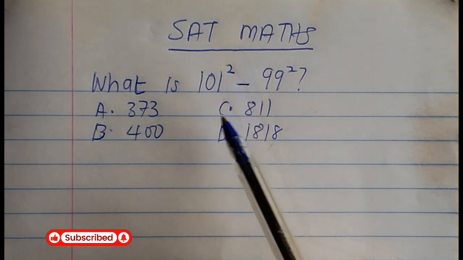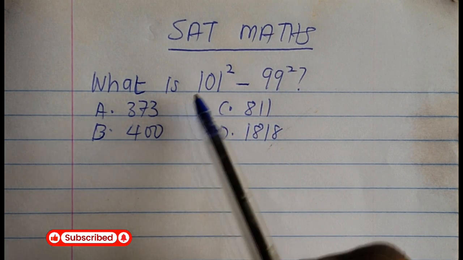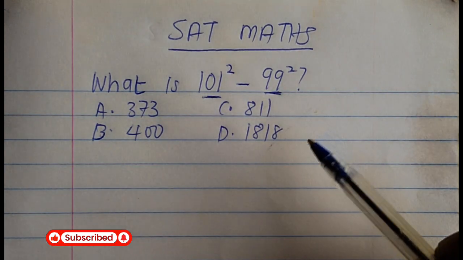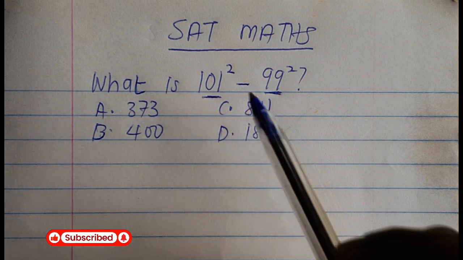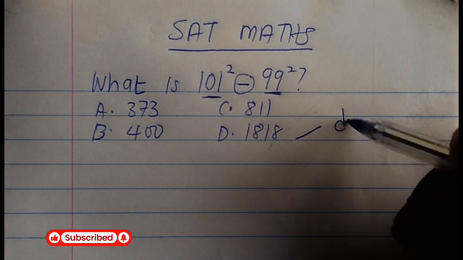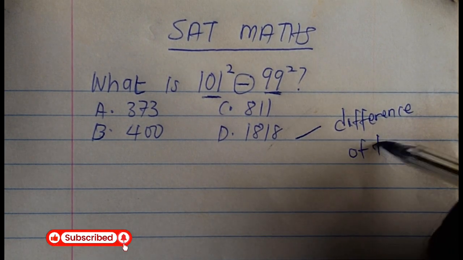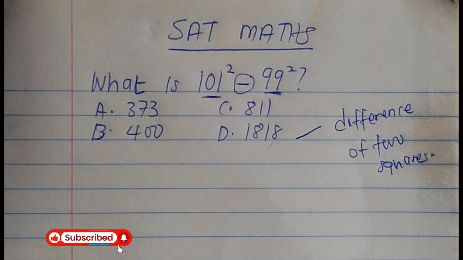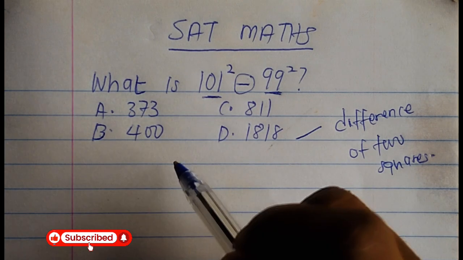Today we'll be solving this SAT math question that says: what is 101 squared minus 99 squared? Now it is very easy due to the fact that this is a minus here, meaning that we are dealing with a difference of two squares. So to make it so fast without us wasting too much time, we're going to go like this.